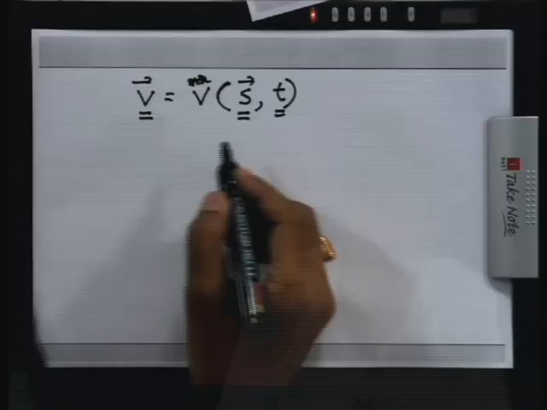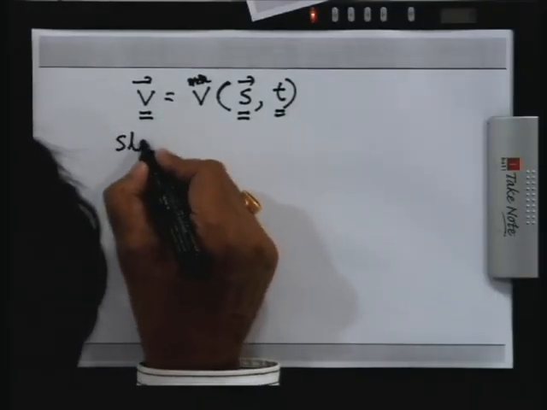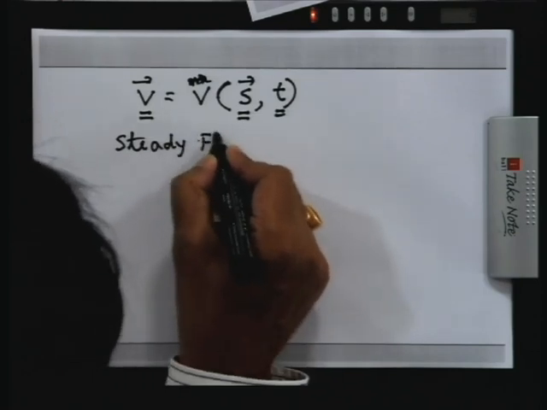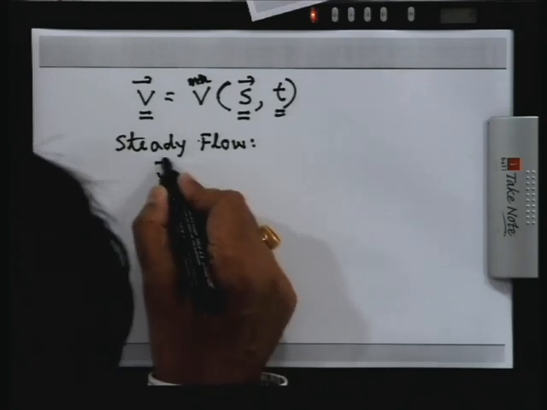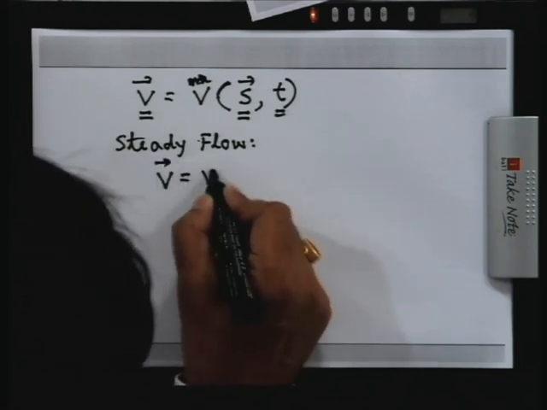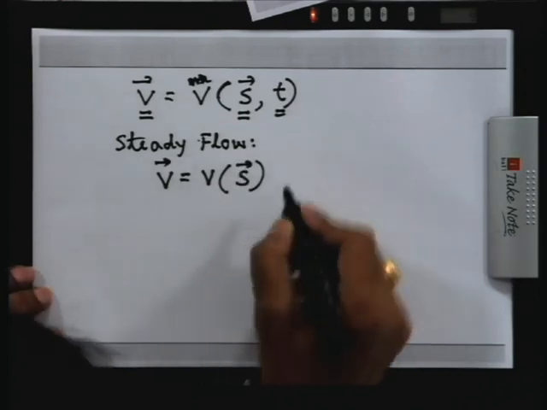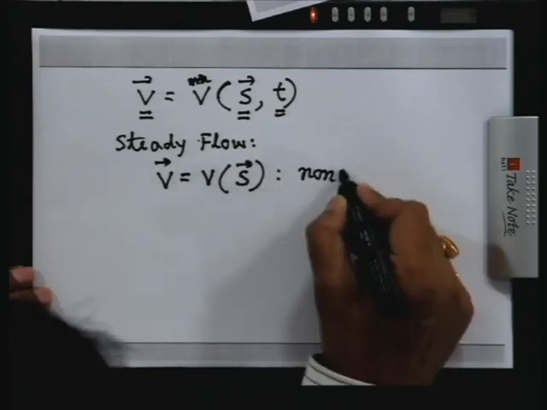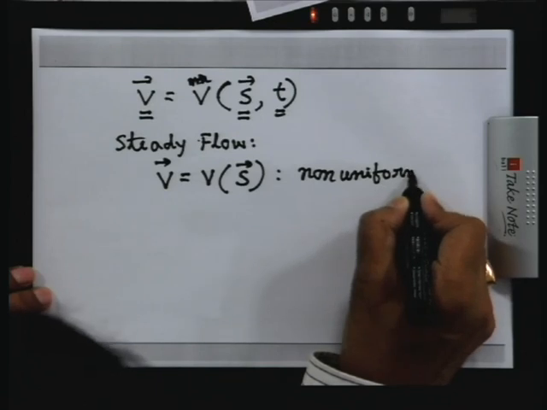So, therefore, we come like this: a steady flow is defined as, in general, V as a function of space coordinate only. This is steady flow, but non-uniform, because the function of space coordinate is there, non-uniform.